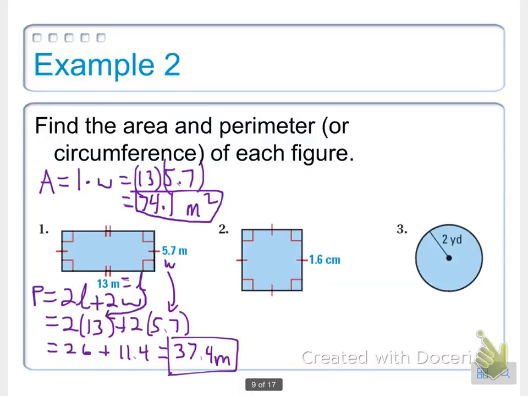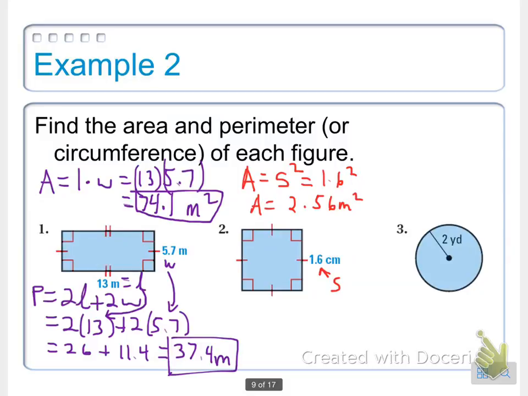Okay, so let's do the same thing with a square. A square is a rectangle. They have different formulas, but you can use the rectangle ones like we just did. I'm going to use the square formula. The area of a square is to take one side length and square it. Well, in this case, the side is S, so I'm going to go 1.6 squared, and my answer is 2.56 meters squared.